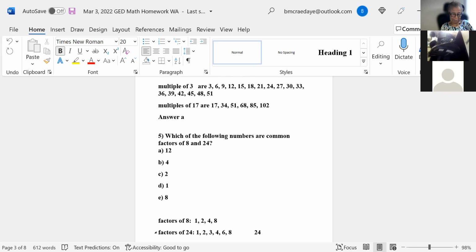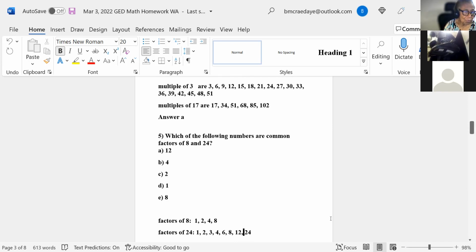Okay. And what else? 8 times 3 is 24. 12 times 2 is 24. Okay. So what factors do you see in common between 8 and 24? What are they?